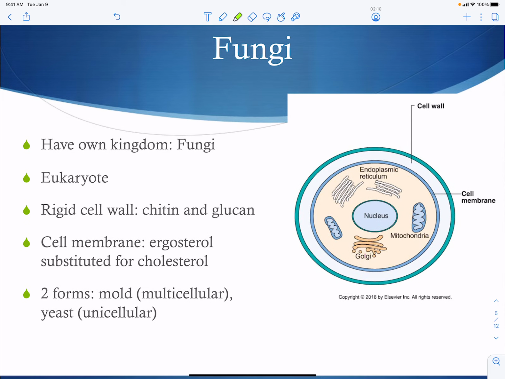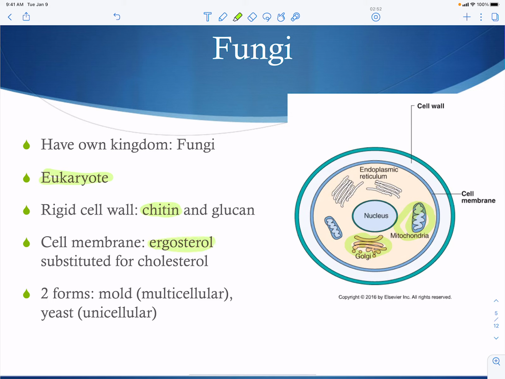Now, fungi are going to be in the kingdom of fungi. They are eukaryote, and so they do have your Golgi apparatus. They do have mitochondria, so they do have organelles, so it's different than our bacteria. They also have very specific proteins in their cell walls. So they have a very thick and rigid cell wall, which is called chitin, and they have specific glucans in their cell wall also. And because these are very specific to fungi, these are some of the targets of our antifungal agents.